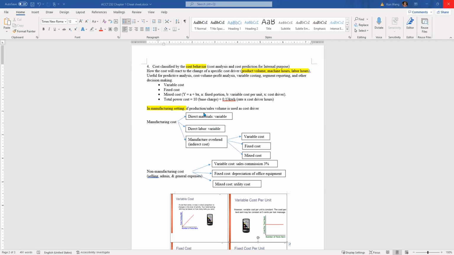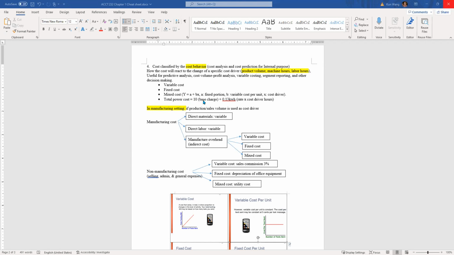So when you take the cost driver as production or sales volume, we have a summary for the variable cost and the fixed cost with the manufacturer cost categories and the non-manufacturer cost categories. In addition to variable cost and fixed cost, we have a special type of cost we call mixed cost. Mixed cost is a cost type where you have both a variable portion and a fixed portion in the cost behavior. For example, your utility expenses, we normally have a base charge, right? Like your electricity bills or water bills.